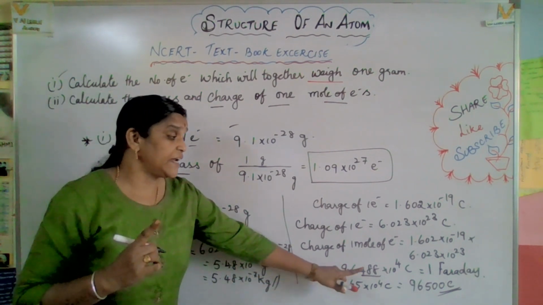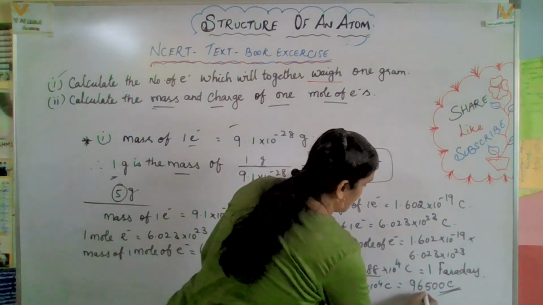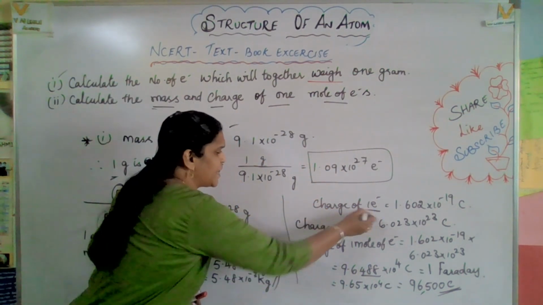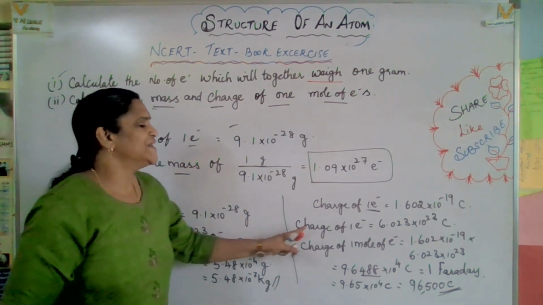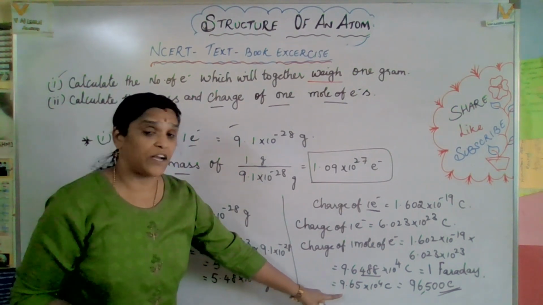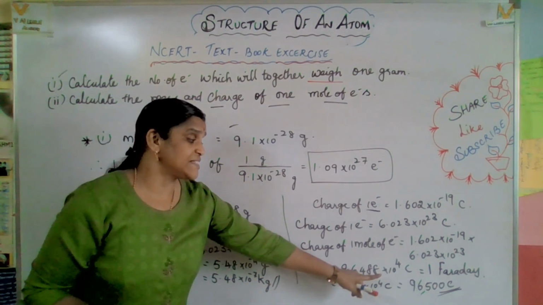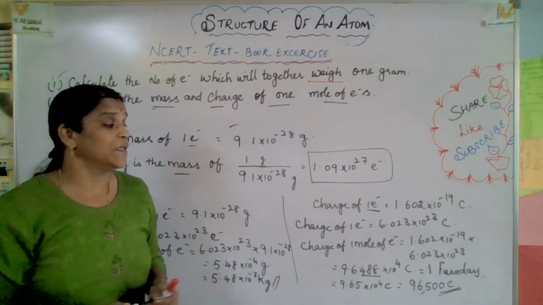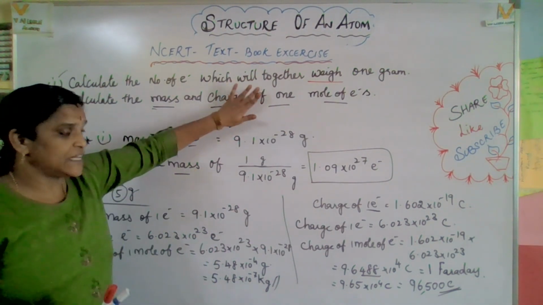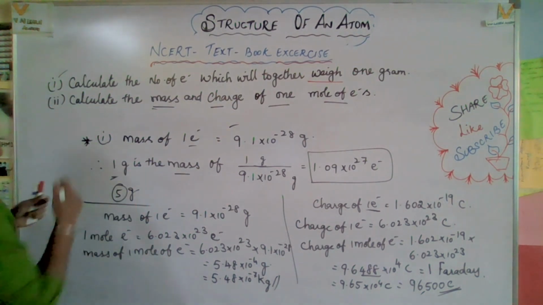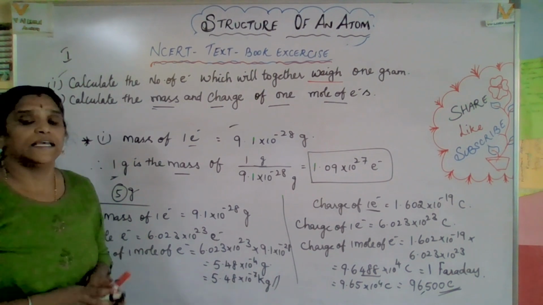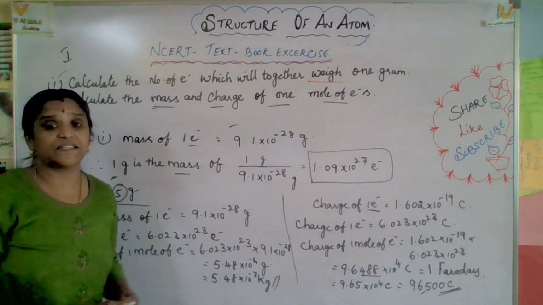Now I hope you got a clear idea how you got the 96,500 value. That is simple: the charge of 1 electron into the Avogadro number, that is what you will get. 1 Faraday is 96,500 coulomb. Hope you got a clear idea for this question. That is the first question. Now we are going to see the second question. Yes, let us check the second question.